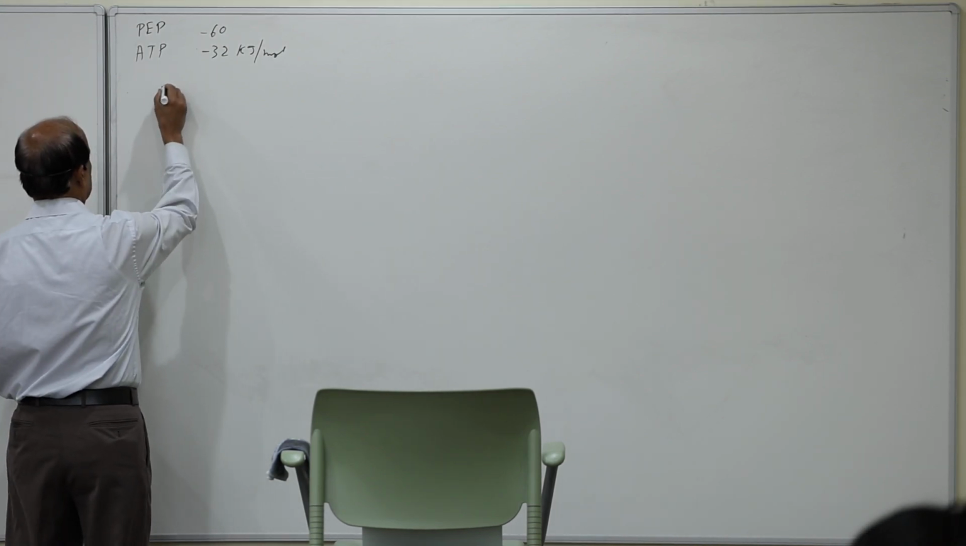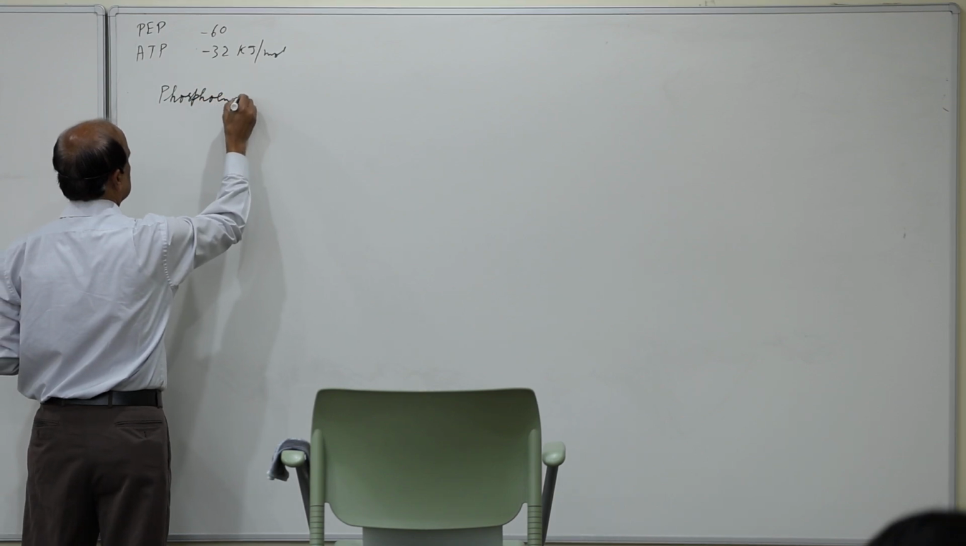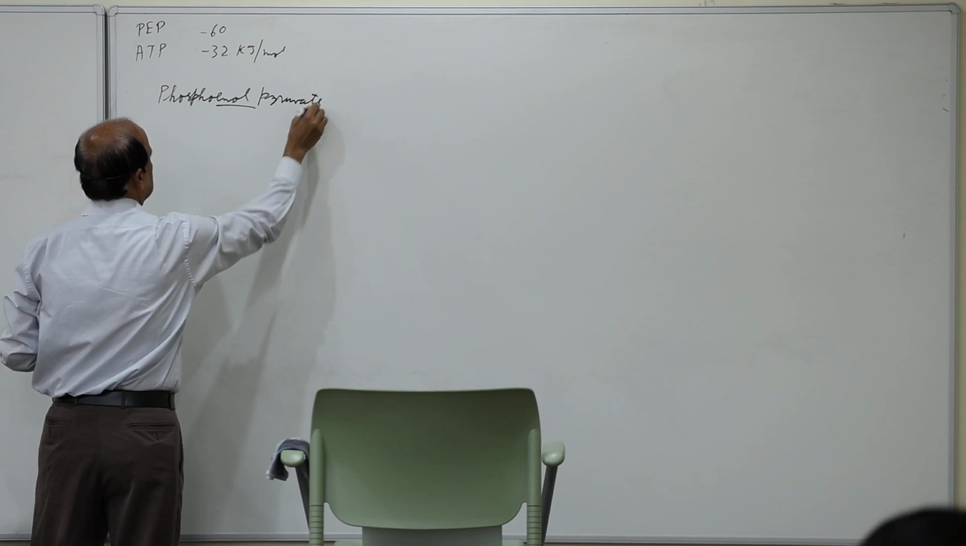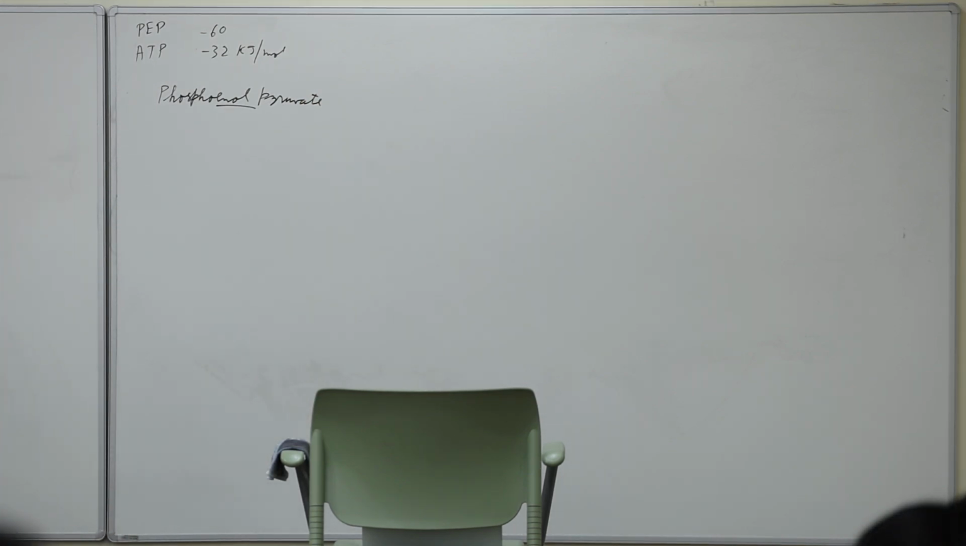So the name phosphoenol pyruvate. The term enol you have studied in organic chemistry. And if you don't remember, you should go and study that again, because that's important. That's what makes this a high energy compound.